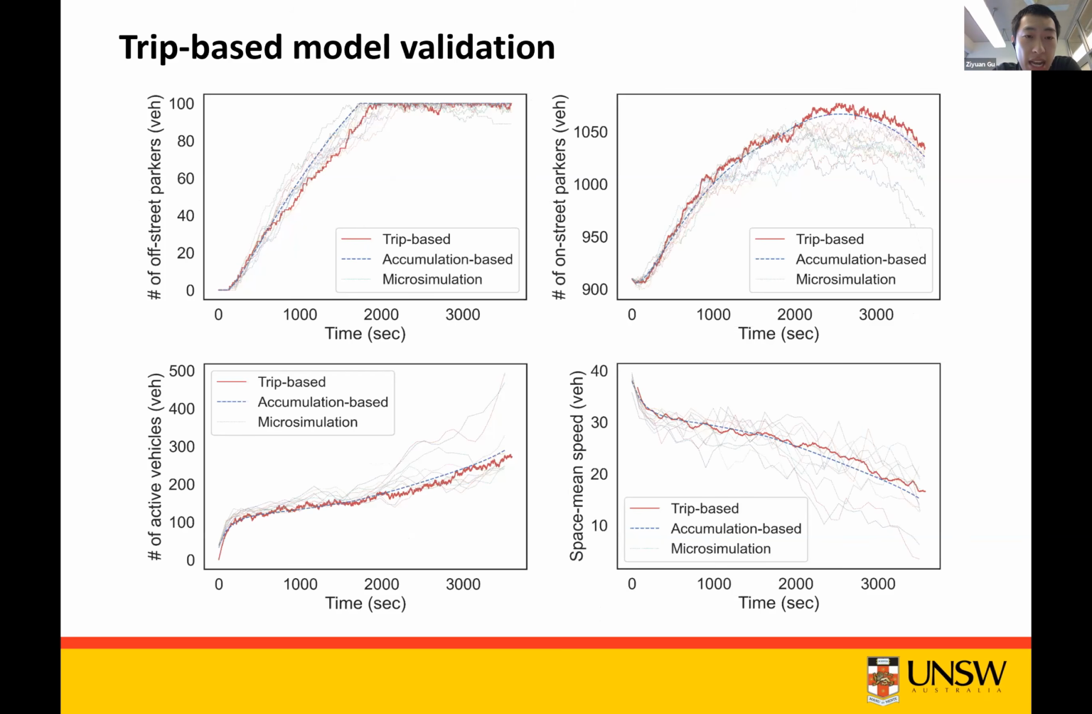You can see I'm now comparing three models all together: the trip-based model, the accumulation-based model, and the micro-simulation model in this figure. As you can see, in terms of the four time series, which are the number of off-street accumulation, the number of on-street accumulation, as well as the network accumulation and the network speed, the trends are quite consistent between these three models. This indicates that the macroscopic models, as long as they are well calibrated, can actually be used to represent microscopic parking behavior. And this is a quite interesting finding in this study.